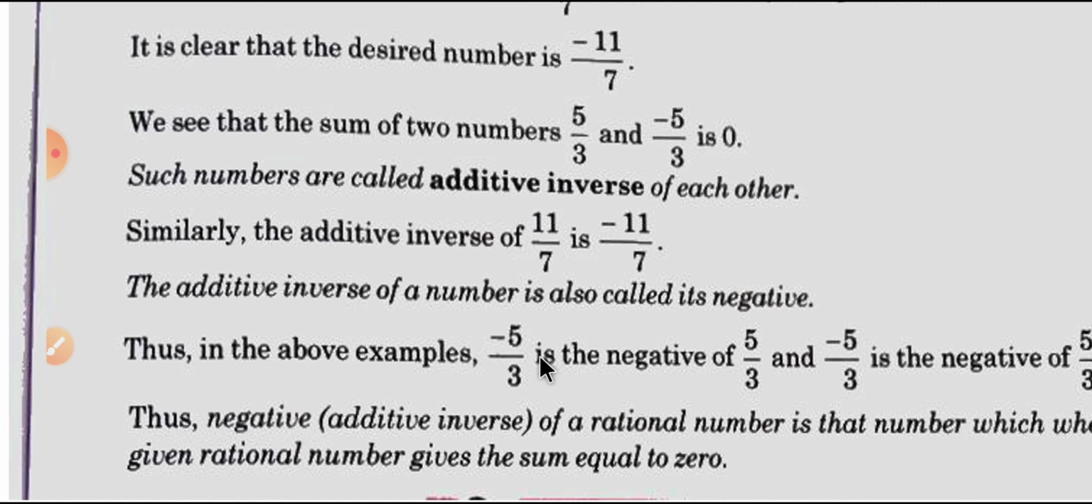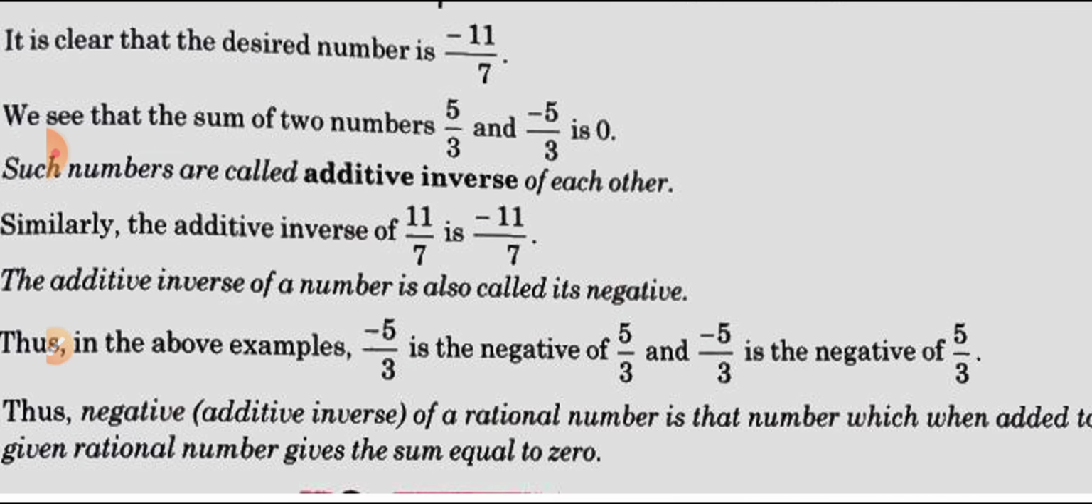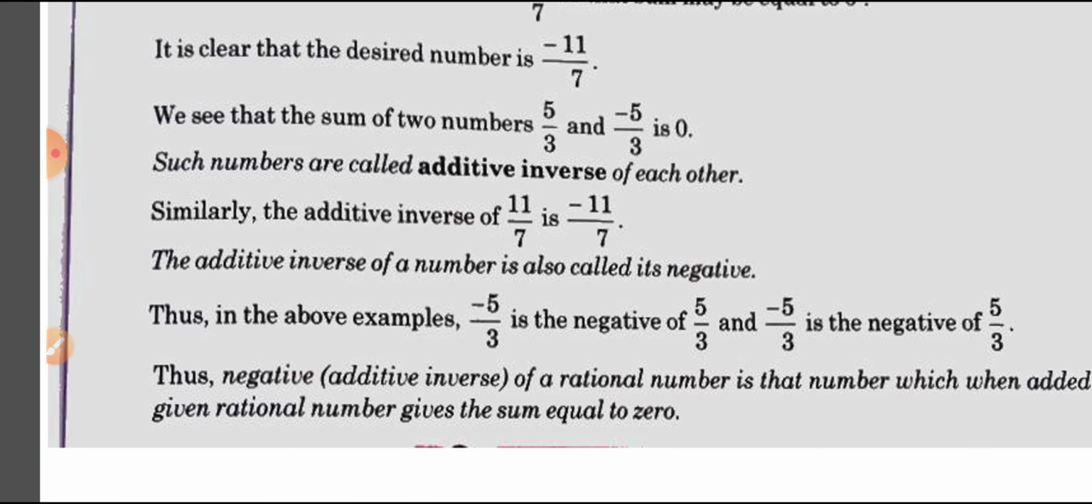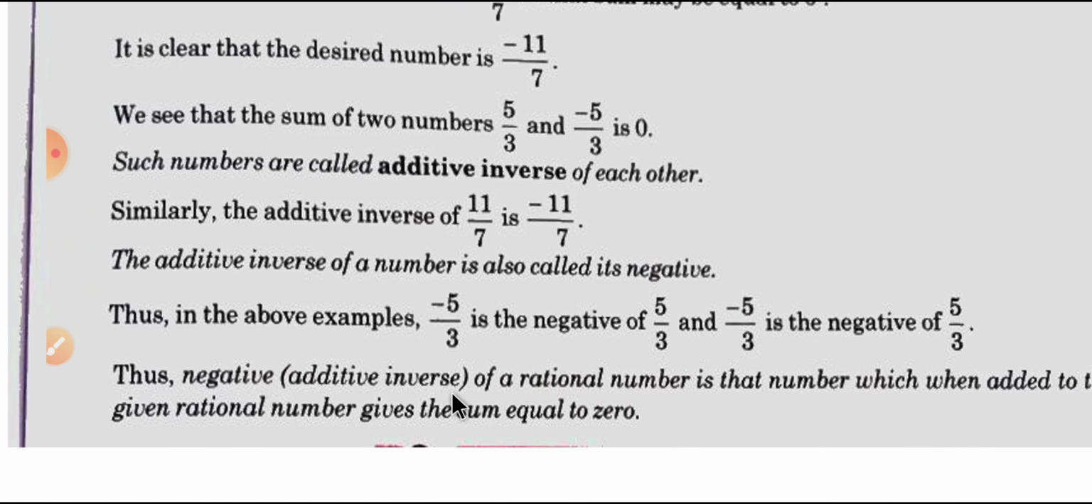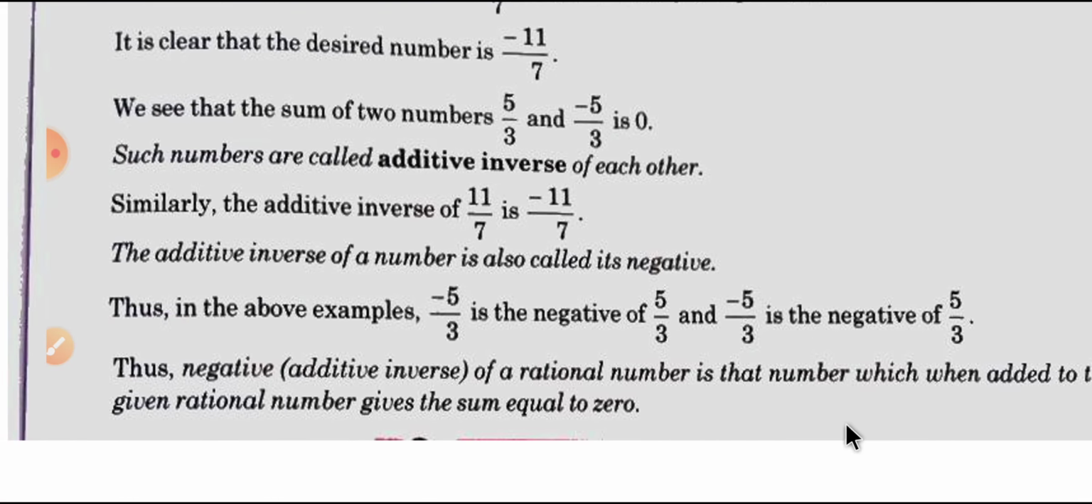In the example, you can say that minus 5 by 3 is negative of 5 by 3, and minus 5 by 3 is negative of plus 5 by 3. Thus, we can say that the negative or additive inverse of a rational number is that number which, when added to the given rational number, gives the sum equal to 0.